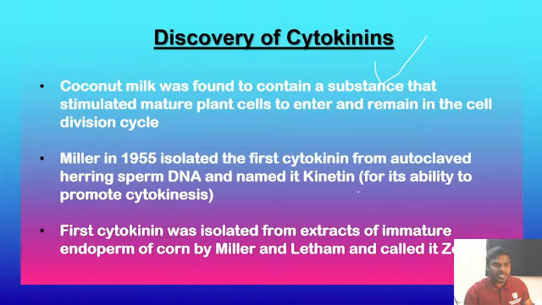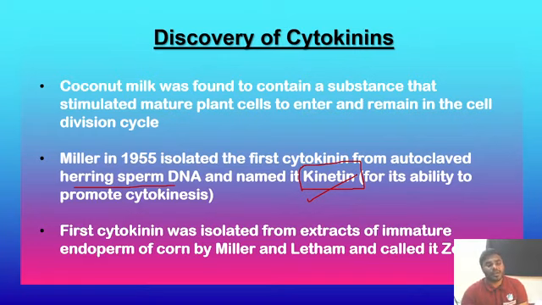So friends, what is that particular chemical? Every student try to understand whatever I am writing here. Miller is the scientist; in the year 1955 he isolated the first cytokinin. You know, friends, from where he isolated the cytokinin? He isolated the cytokinin from herring sperm DNA. Do not forget this point at all. Herring is the name of a fish, so don't get confused. From the fish he isolated the first cytokinin, and you know what name he gave it? He gave the name kinetin.